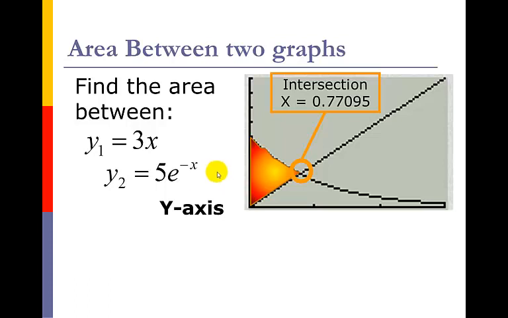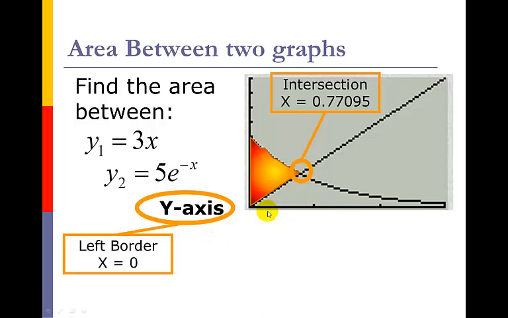When we do that, I got an approximation of 0.77095. So there's our intersection. That's where our area is going to stop. The area starts here on the left side at the y-axis. And just remember, if you're on the y-axis, your x value is 0. So basically, we're starting on the left side at 0, and on the right side, we're stopping at 0.77095. And that's an approximation there.